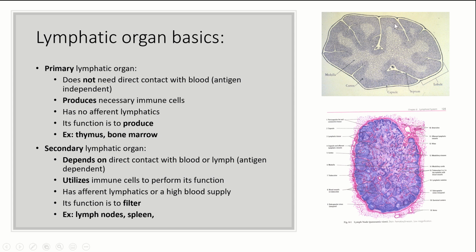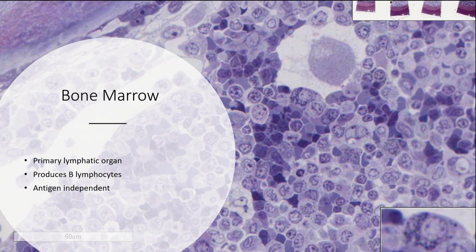So this is a diagram of a thymus. This is a diagram of a lymph node. We're going to go over each organ in detail and the differences in just a second though. Okay. So the first kind of lymphatic organ we're going to go over is the bone marrow. And remember, this is a primary lymphatic organ, right? And so when I say it's a primary lymphatic organ, that means it is antigen independent, right? We do not want antigens going into the bone marrow because we're still making these immune cells, right?